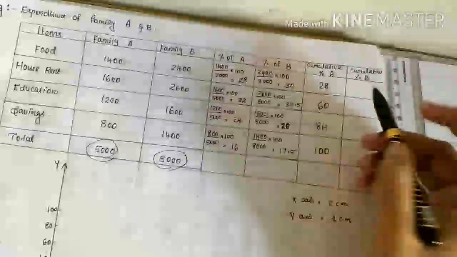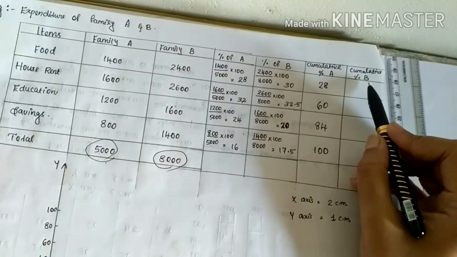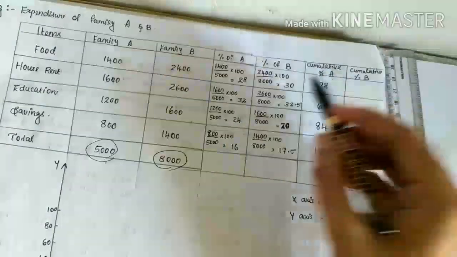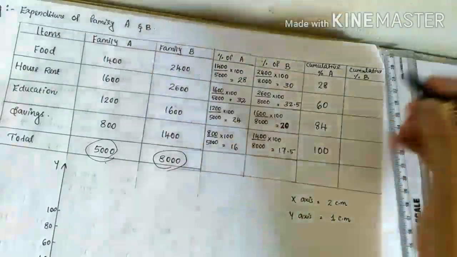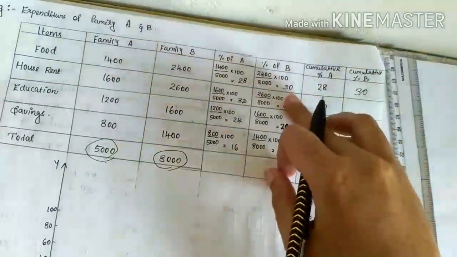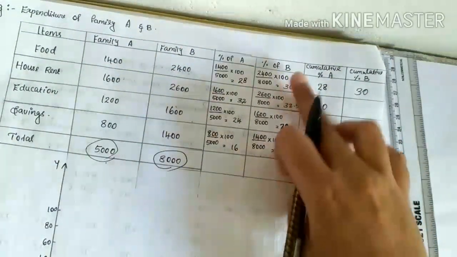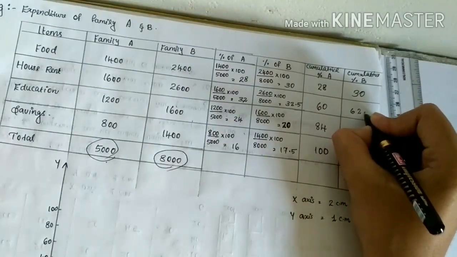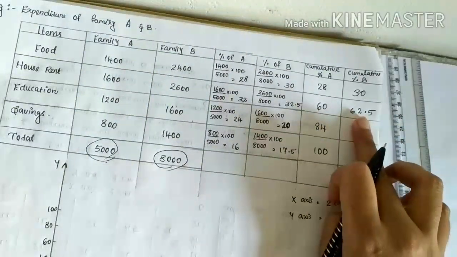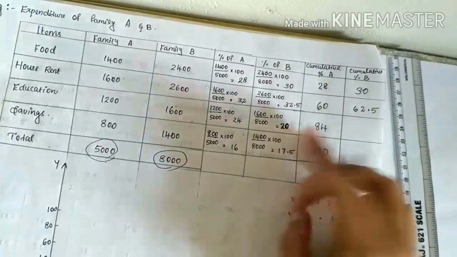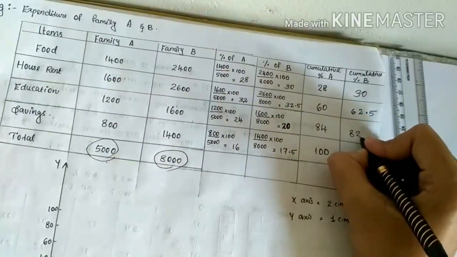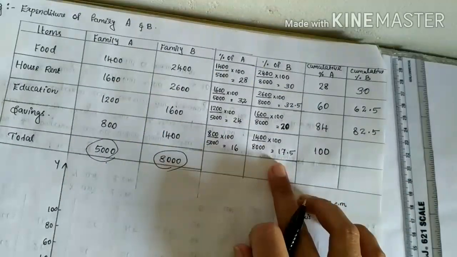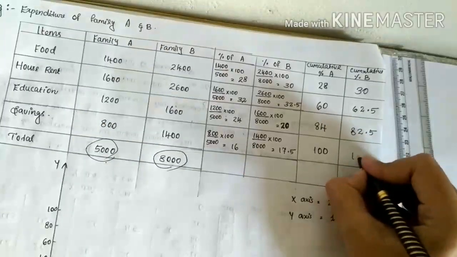The next one is calculating the cumulative percentage of family B. The first item is 30, the same 30. Then the next one, 30 plus 32.5, is 62.5. The next item is 62.5 plus 20, which is 82.5. And 82.5 plus 17.5 is 100.